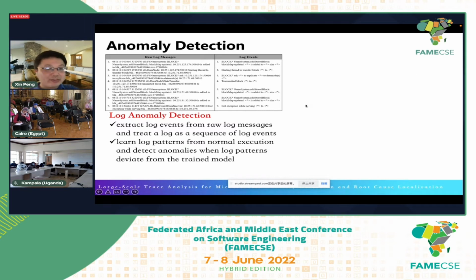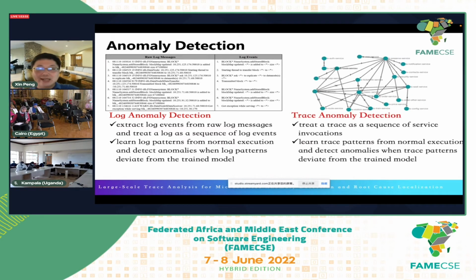In log analysis, usually we first extract log events from raw log messages. We extract the log templates from the raw log messages, and then we can treat a log as a sequence of log events. You can see the log events here. We abstract the raw log messages that follow the same template into one log event. In this way, we can treat a log as a sequence of log events, and each log event may occur multiple times. Then we can learn log patterns from normal execution, for example, using deep learning models such as LSTM, and detect anomalies when log patterns deviate from the trained model.